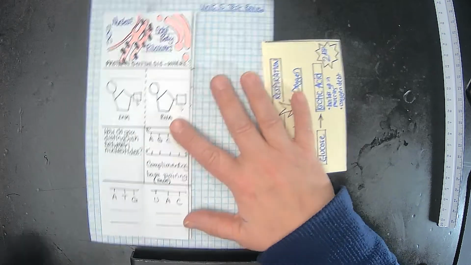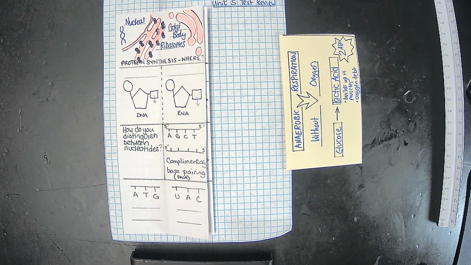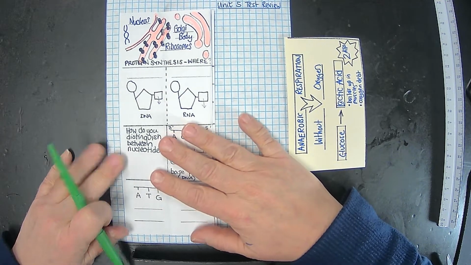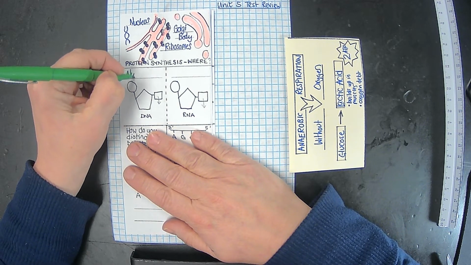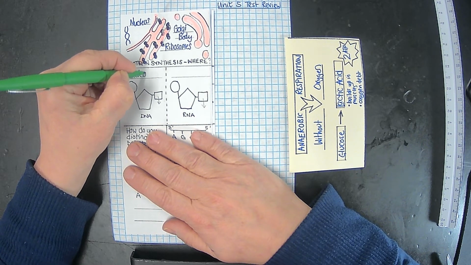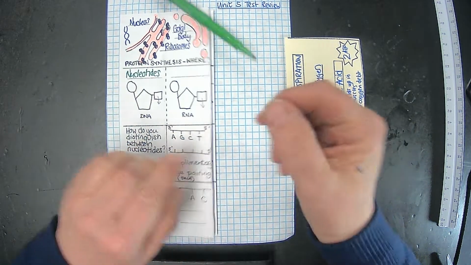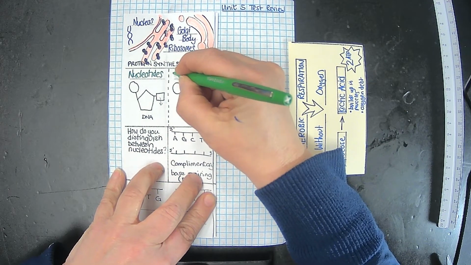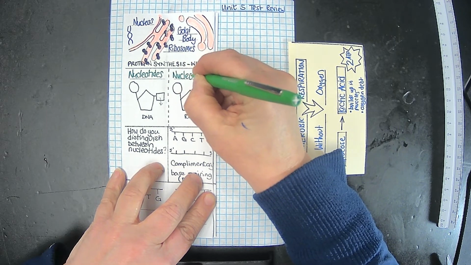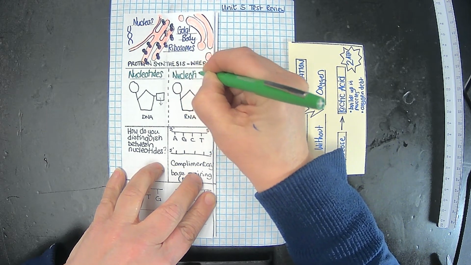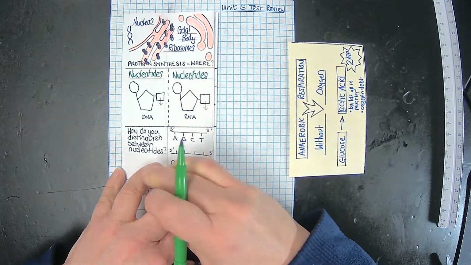Okay, moving along to these two. Clearly, we've seen these plenty of times before. These are the building blocks of nucleic acids. These are called nucleotides. And since the two nucleic acids that we know about are DNA and RNA, we need to know what they're like.